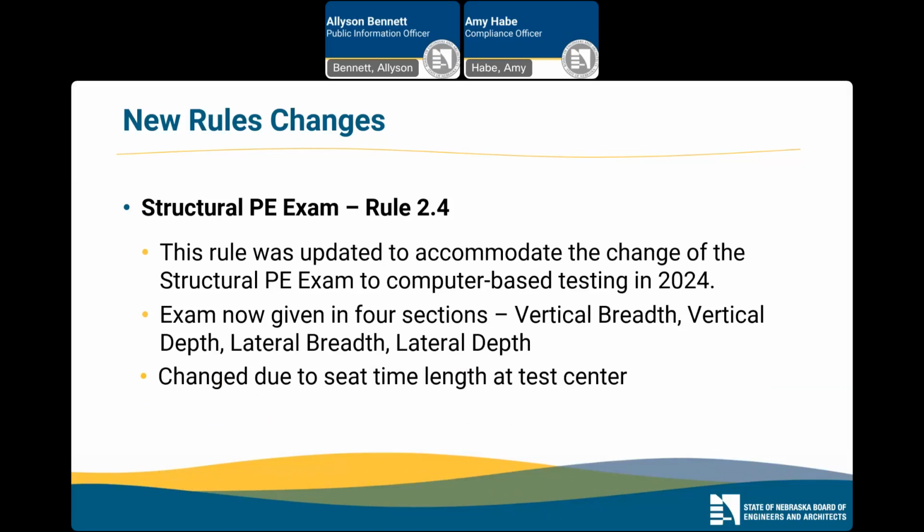So an individual must pass all 4 sections to be eligible for the licensure. So the primary reason for this change is due to the seat time length at a Pearson VUE Test Center where the test is being held.